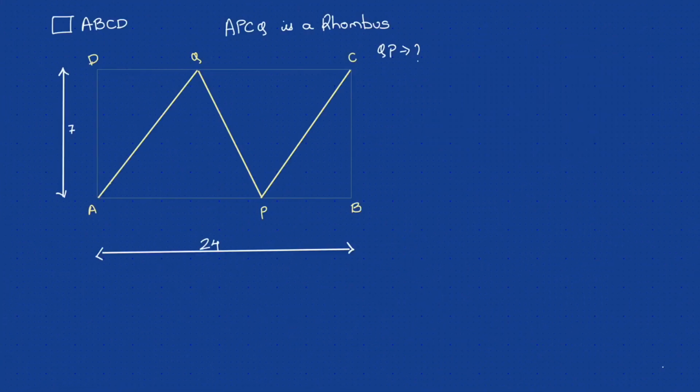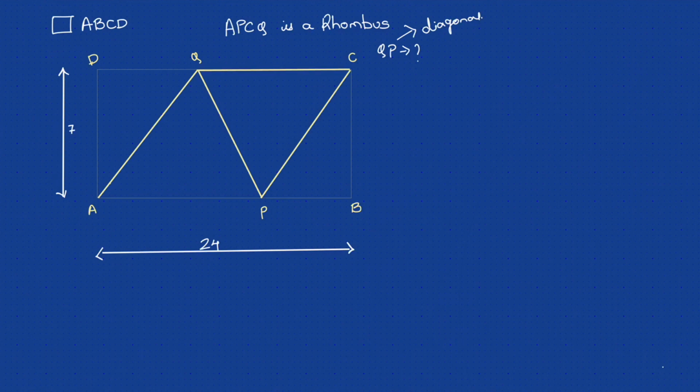So now let us solve certain difficult problems from quadrilaterals. Now what am I being given? A rectangle ABCD is given to me, and I'm being told APCQ is a rhombus. So APCQ, if you can see it there, is a rhombus, and ABCD is a rectangle. So they will follow all the properties of a rectangle and a rhombus. QP, which is the diagonal of the rhombus, is what is being asked of me.